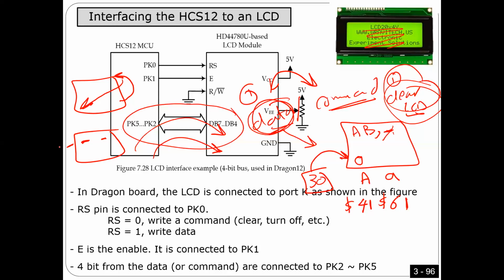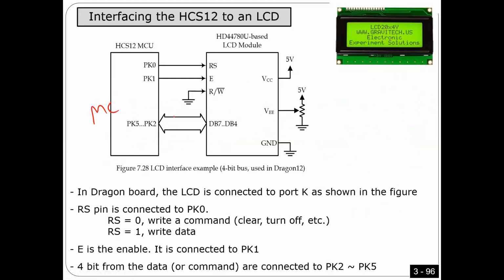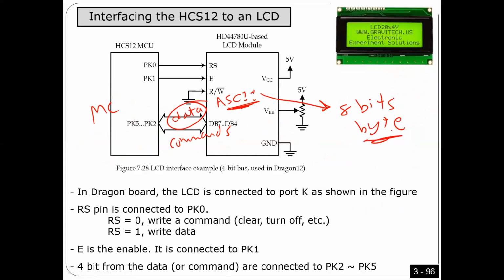But for now, what you should know is that the microcontroller can send data here, or it has to send commands. And data has to be in ASCII code. As you know, an ASCII code is 8 bits. It's a byte. Every ASCII code is a byte, 8 bits. Same thing for commands.